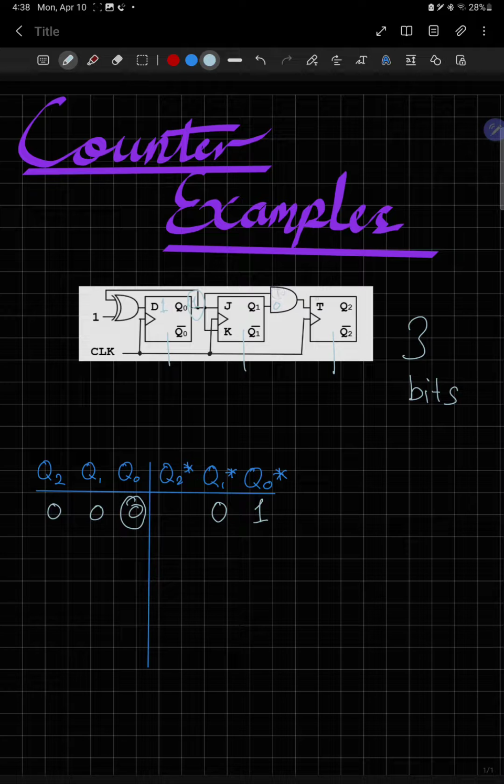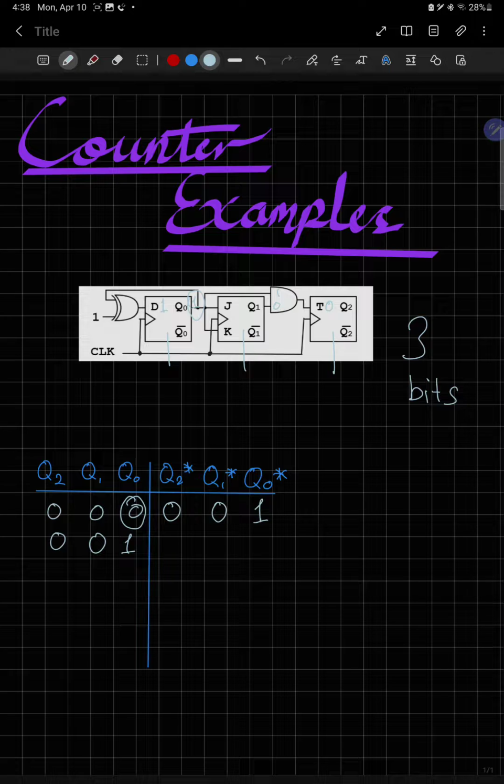0 and 1 is going to be 0. So t is 0, so q2 is going to be the same thing as well. And then you would basically solve this question by plugging in 0, 0, 1. And then once you're done with that, you would show which bits it was counting.